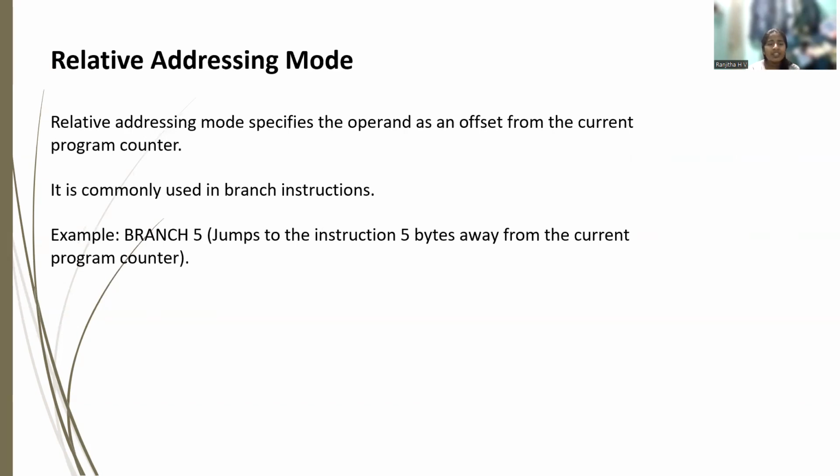Relative addressing mode. Relative addressing mode specifies the operand as an offset from the current program counter. It is commonly used in branch instructions. Example, BRANCH 5 jumps to the instruction 5 bytes away from the current program counter.